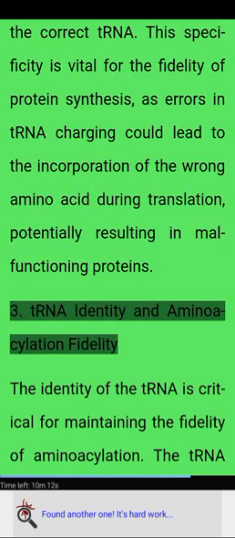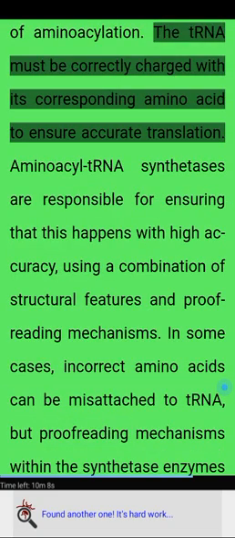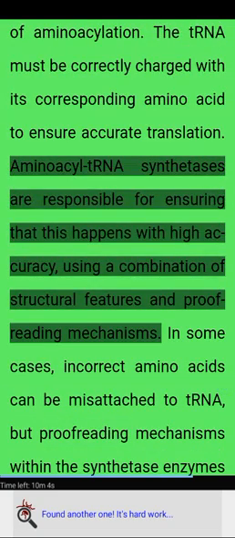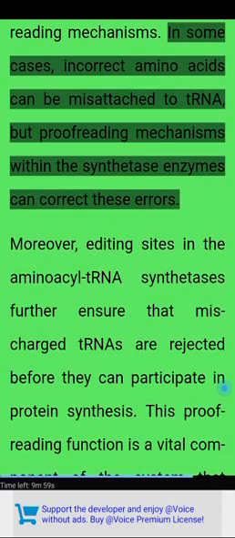3. tRNA identity and aminoacylation fidelity. The identity of the tRNA is critical for maintaining the fidelity of aminoacylation. The tRNA must be correctly charged with its corresponding amino acid to ensure accurate translation. Aminoacyl tRNA synthetases are responsible for ensuring that this happens with high accuracy, using a combination of structural features and proofreading mechanisms. In some cases, incorrect amino acids can be misattached to tRNA, but proofreading mechanisms within the synthetase enzymes can correct these errors.